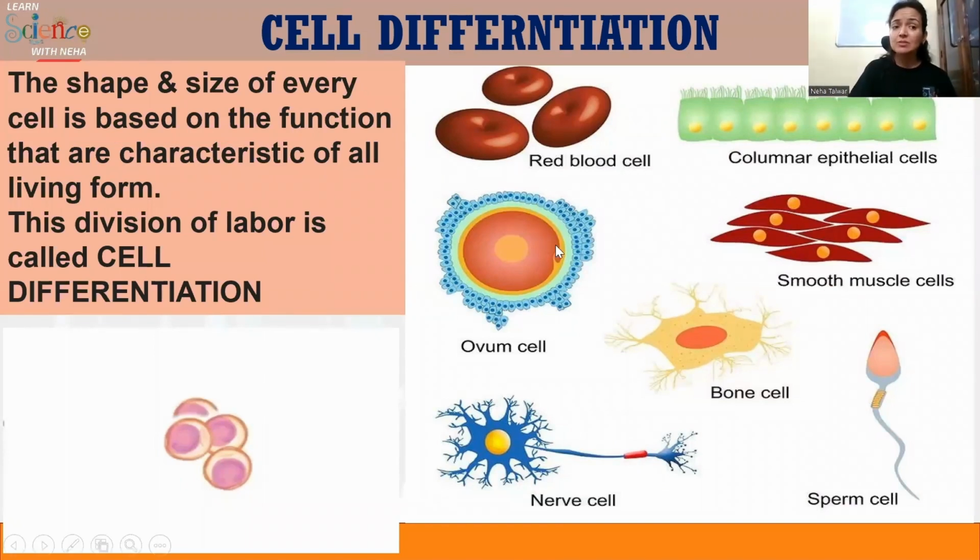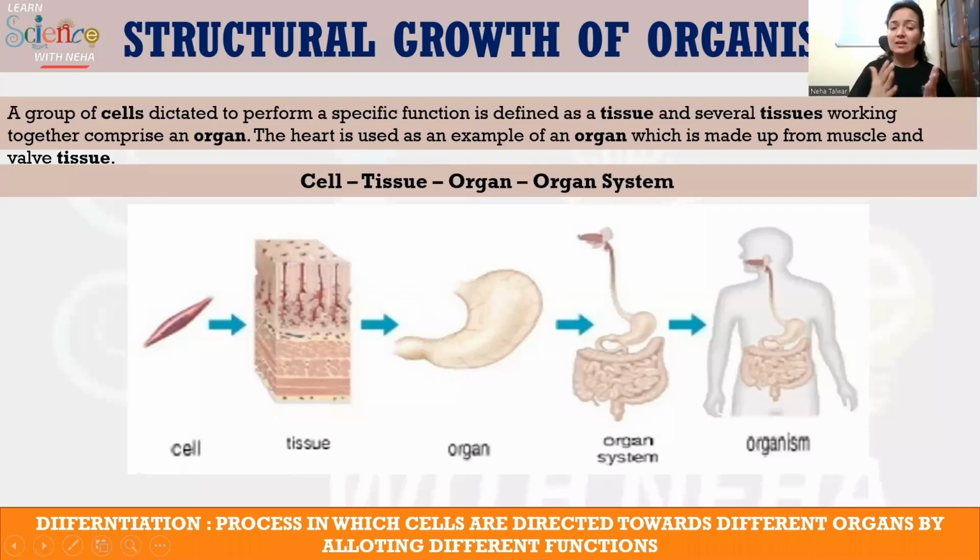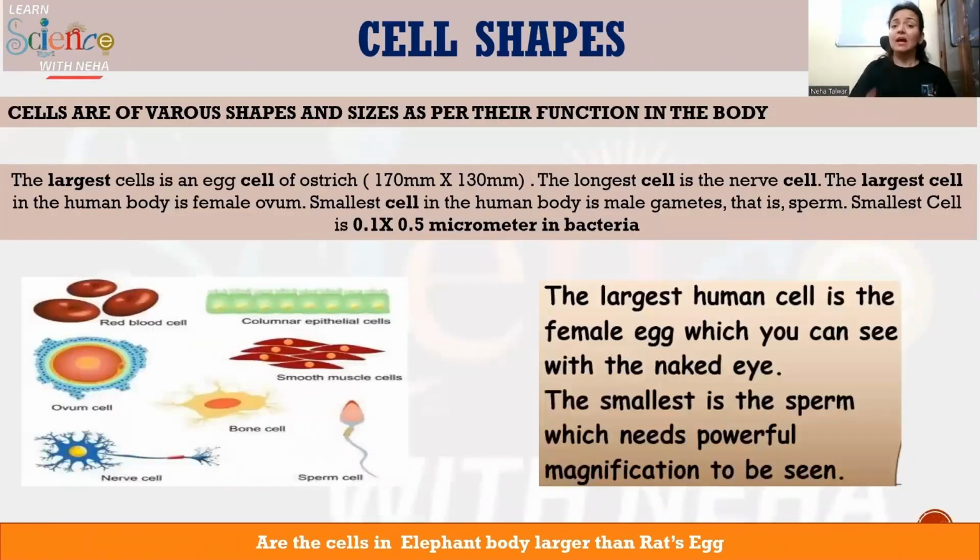And then came structure, that is, we all start our life from a cell, then cells divide to form tissues, tissues to organ, organ system, organism. So this is what differentiation is, and we have got different shapes of cells and different sizes also. To your surprise, the largest cell is an ostrich egg, which is around 170 millimeter long by 130 millimeter broad. This cell is so big that even if you stand on it, the cell will not break.